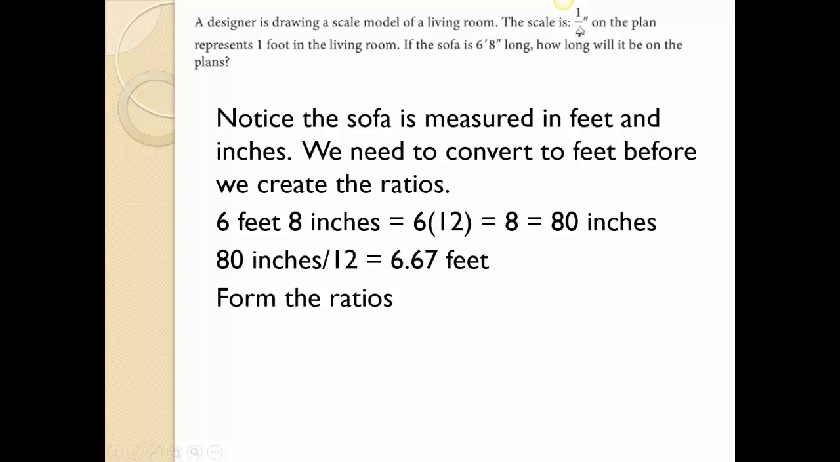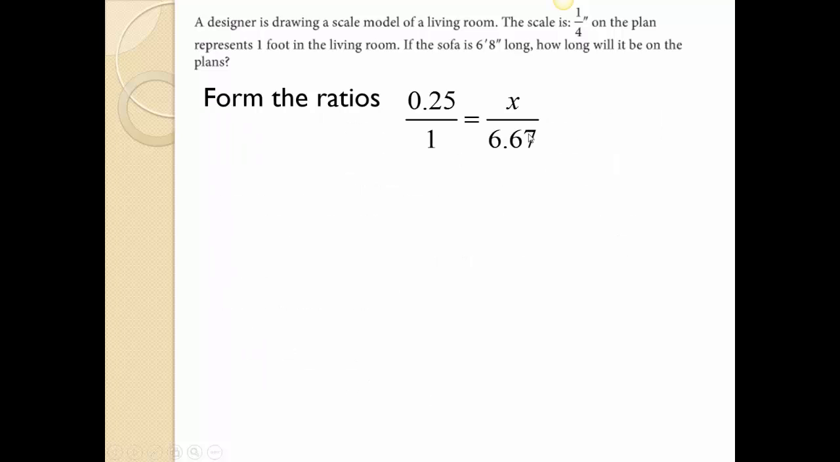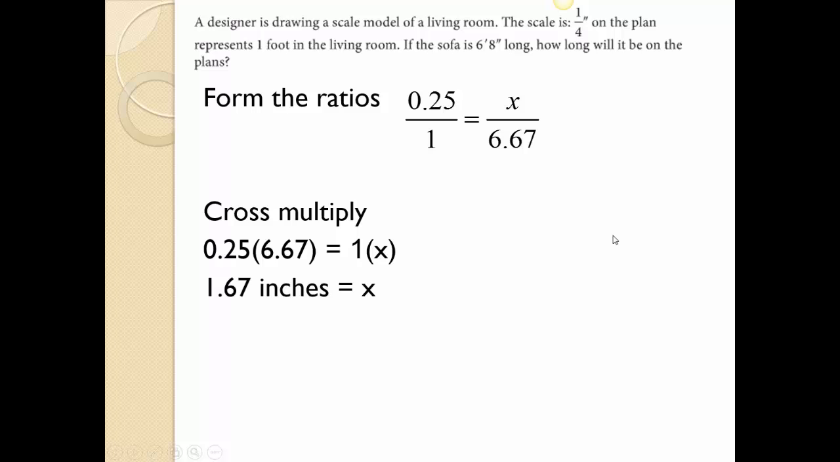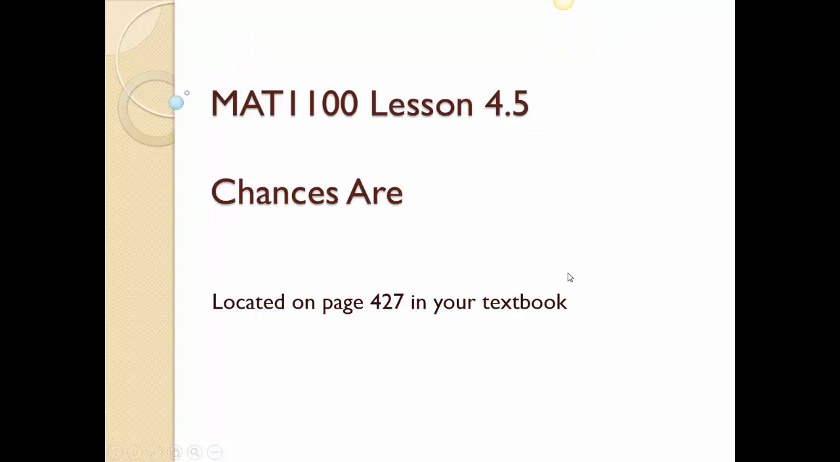Form the ratio. So 1/12 is to 1 as x, which is what I'm trying to find, is to the length of the sofa. So this is the plan. This is real world. This is the plan. This is real world. And remember, my answer x here is going to be in inches, not in feet. So I'm going to cross multiply. So cross multiply, and I'm done. 1.67 inches. So 1 2/3 inches is how long the sofa will be on the plan.